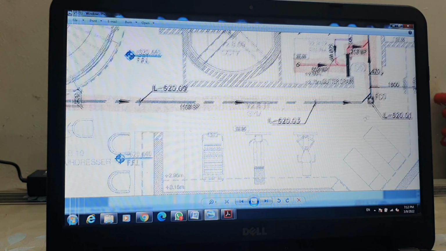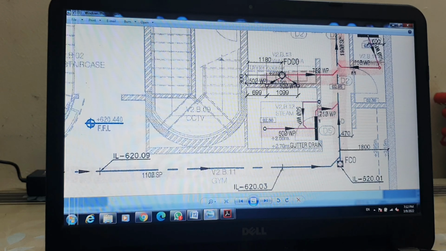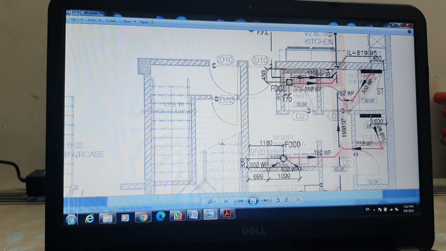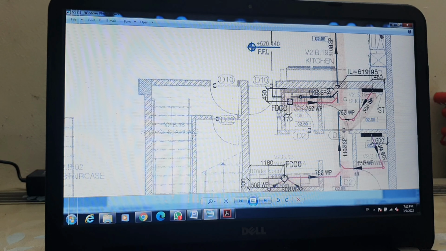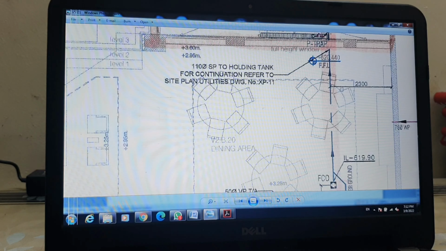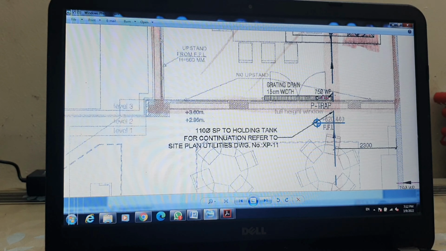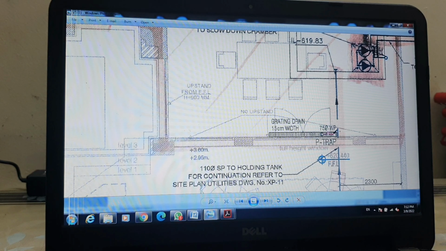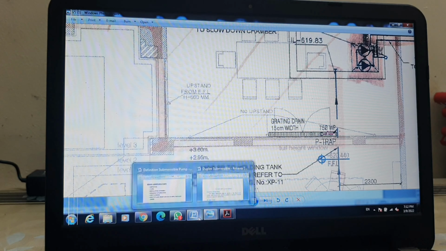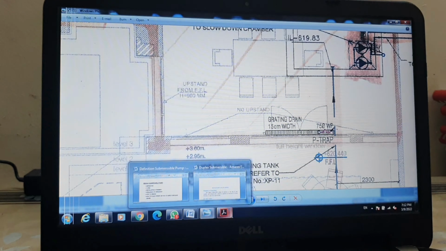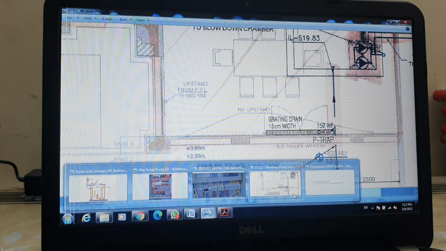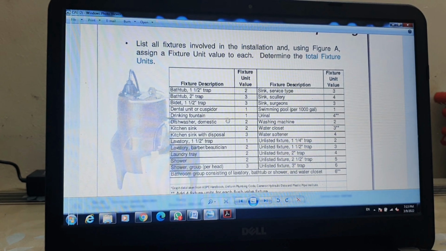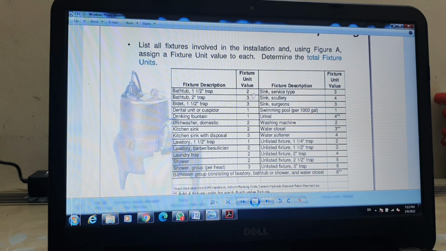So we have to calculate for all the fixtures: shower drain, okay friends, floor drains. We will calculate all the floor drains, and there is a chart. After taking the quantity, there is a chart for each quantity. For each fixture we have a special fixture unit. This is a chart for fixture unit values.